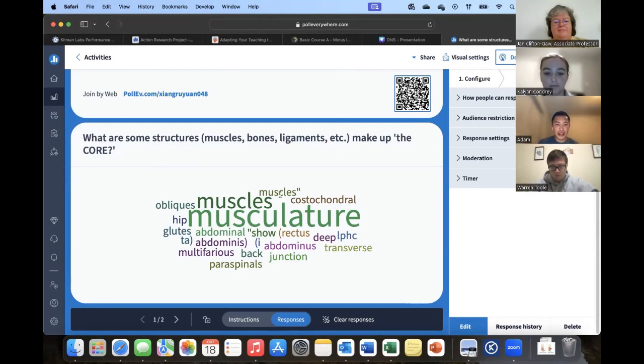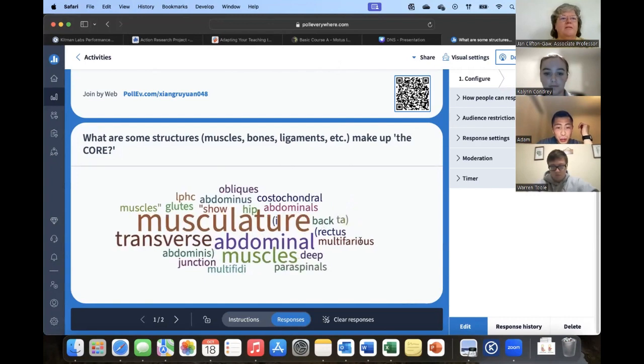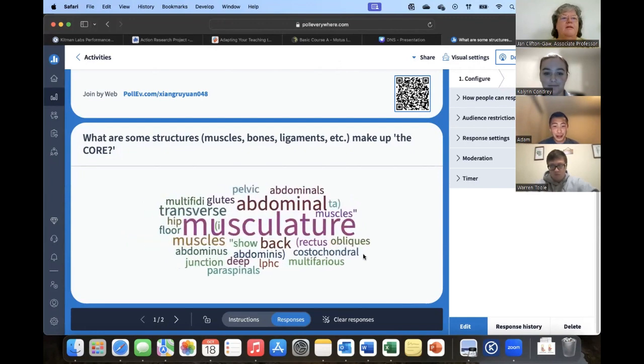Oh, yeah. Wow. I did not anticipate this many answers, but I think it's awesome, right? I'm seeing a lot of muscles, and I'm also seeing the lumbar-pelvic hip complex. I think that's awesome. Good. I think mostly we focus a lot on the muscles, right? And then a lot of abs, right? So internal oblique, external oblique, and TA, right?